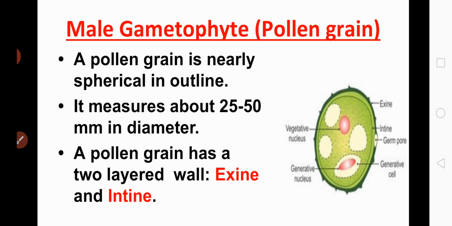Observing the structure, a pollen grain is nearly spherical in outline and it measures about 25 to 50 micrometer in diameter, and it has a 2-layered wall, exine and intine. Okay, nearly spherical in outline, a round shape, and each pollen grain has 2 wall layers. The outer wall layer is called the exine and the inner wall layer is called the intine.